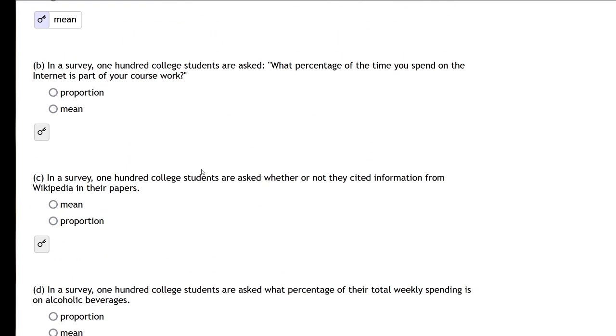In a survey, 100 students are asked, what percentage of the time you spend on the internet is part of your coursework? So again, would that be a proportion? It's a percentage, but everyone's giving us a different percentage. So this is going to be a mean. This is something we could take the mean of, right? A proportion usually comes from you asking people if they have a certain characteristic or not. Do you believe this? Yes or no? Do you agree with this? Yes or no? Do you prefer online classes? Yes or no?